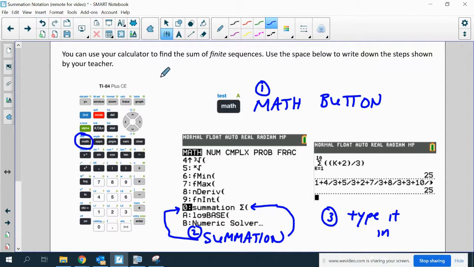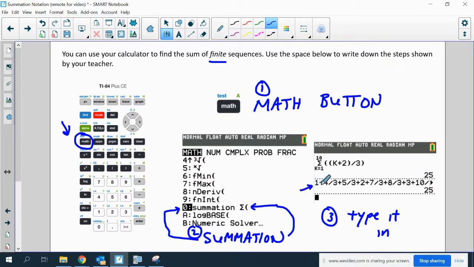Then you can also use your calculator to find the sum of finite sequences. It's finite if it has an ending, so it doesn't go to infinity. And so basically here are the 3 steps. Step number 1, math button. Step number 2, go down in the math button to 0, which is summation. And then step 3, type it in. So for example, k equals 1 to 10 of k plus 2 over 3, I would have 25.